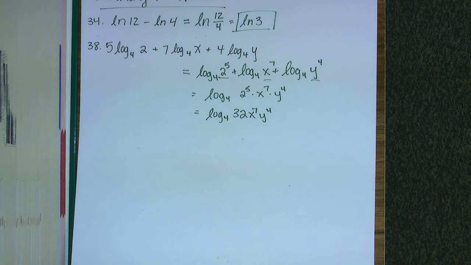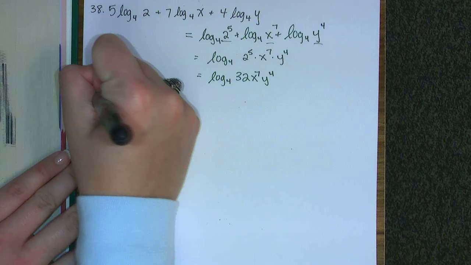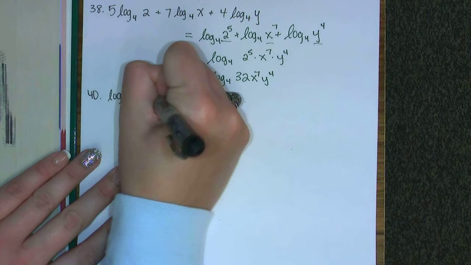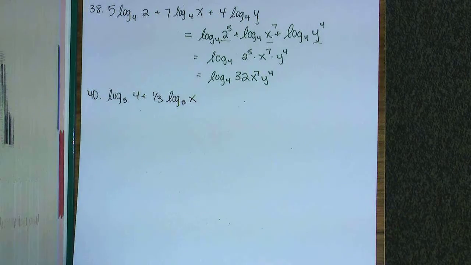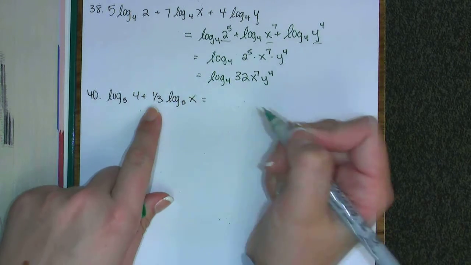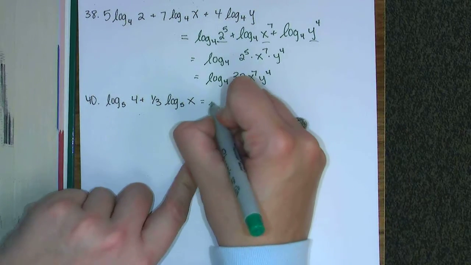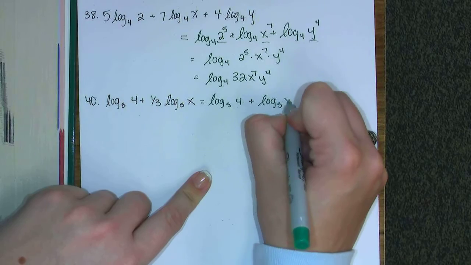Let's see. Let's go with 40, and then we'll go to the change of base stuff and be done. Alright, 40 is log base 5 of 4 plus 1/3 log base 5 of x. So, my first thing is I want to put this exponent back up top. So log base 5 of 4 plus log base 5 of x to the 1/3.